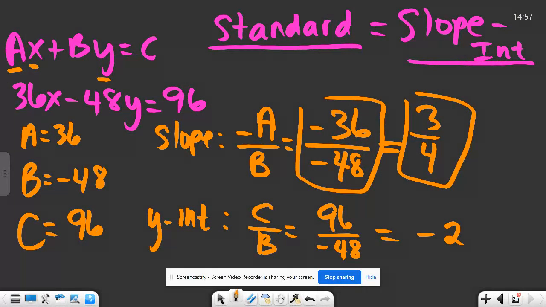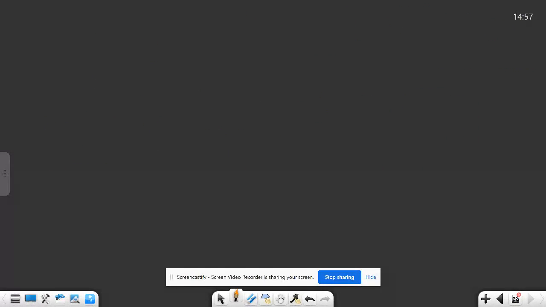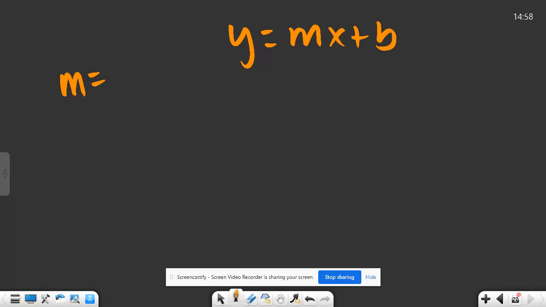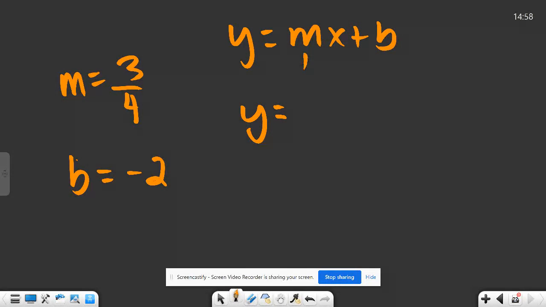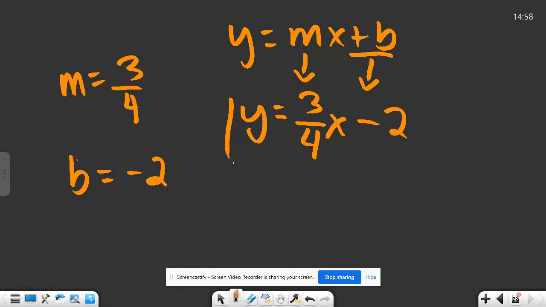And to write this as our slope-intercept form, that means we have to write it into this type of equation. Remember, our slope that we got in the previous slide was 3 over 4, and our y-intercept that we got was negative 2. So in order to write this equation, instead of the m, I'm going to put 3 over 4x, and instead of the plus b, I'm going to replace it with negative 2.